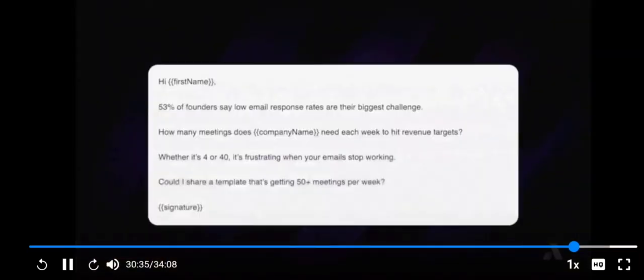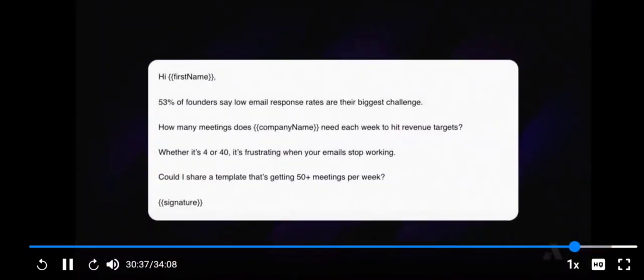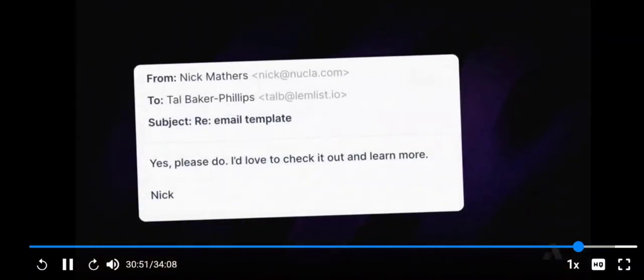Here's an example of an email with a value-based CTA that Tal from our team sent to his prospect. As you can see, the CTA, "Could I share a template that's getting 50 plus meetings per week?" suggests a solution to the prospect's problem, which is low email responses. We know it works well because here are the responses Tal received.